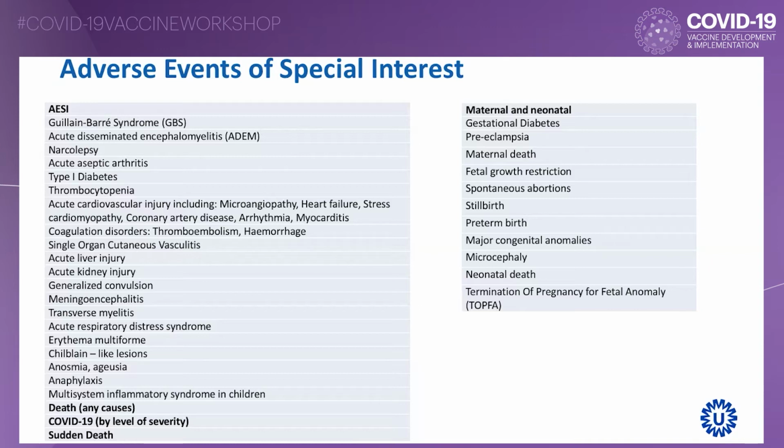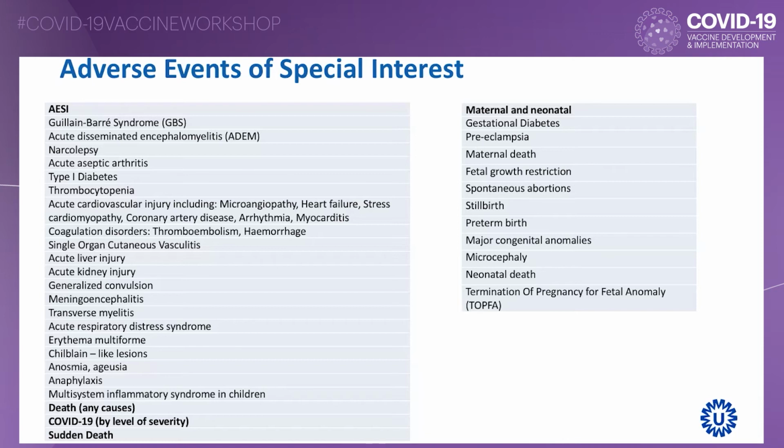Narcolepsy, because one of the upcoming vaccines may have the adjuvant ASO3, which has been associated with narcolepsy in the H1N1 pandemic. And then death, sudden death, and COVID-19. Death was added to this list because it's clearly able to derail a vaccination campaign if that would happen. So you need to be ready to know that. And then in the Access project, there were also maternal and neonatal outcomes, for which you want to be ready if pregnant women will be vaccinated.